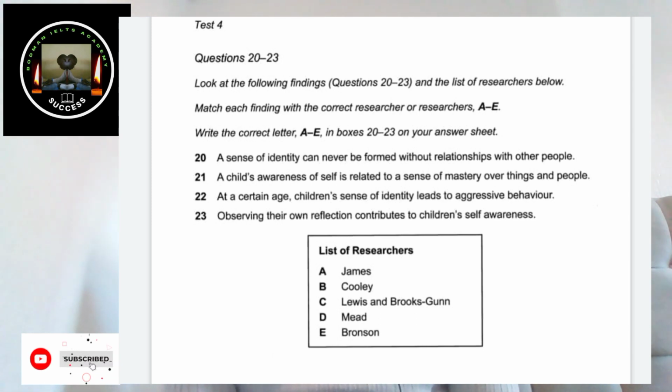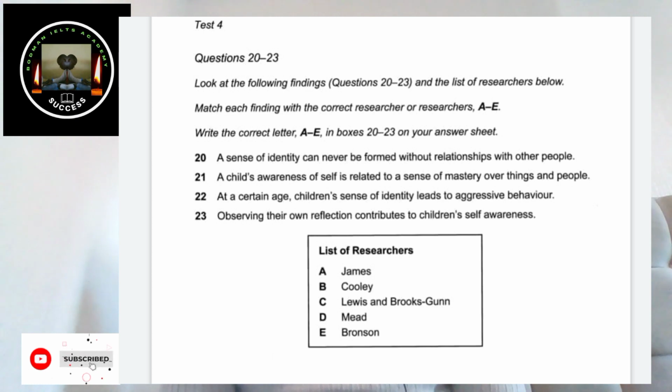Lewis and Brooks-Gunn did not say anything like a relationship with other people, just talking about mirror and reflection. A child's awareness of self is related to a sense of mastery over things and people. No, he didn't say anything like that. But I told you, always read all the statements, because even for the one I've picked an answer for, if I have picked a wrong answer, I can correct it.